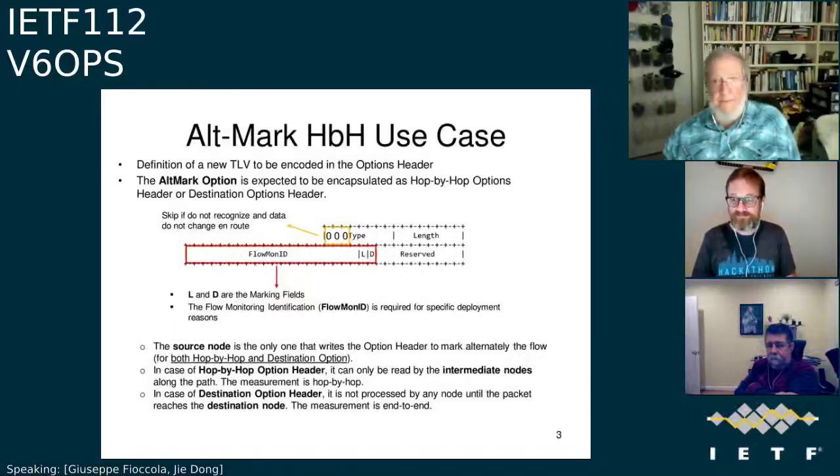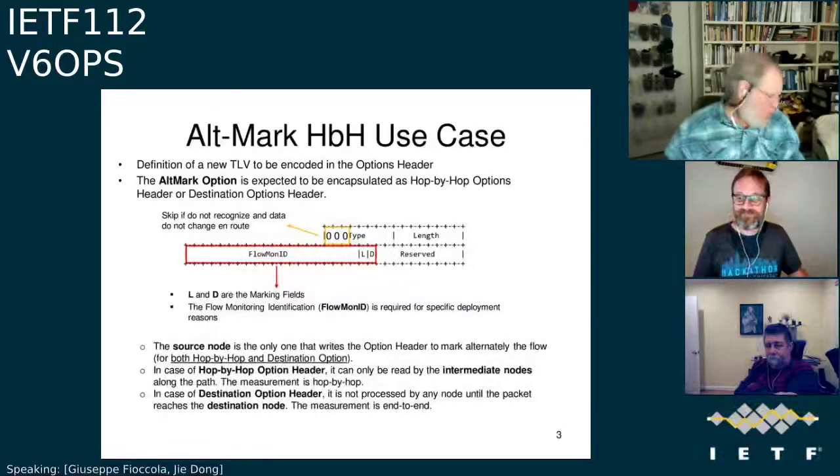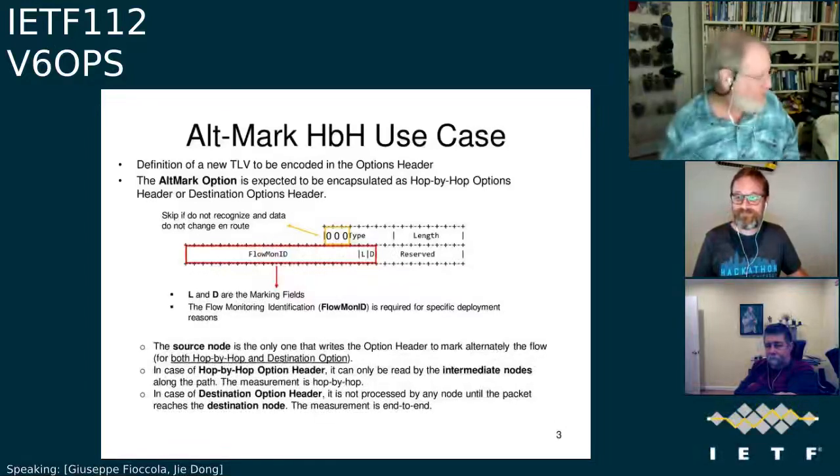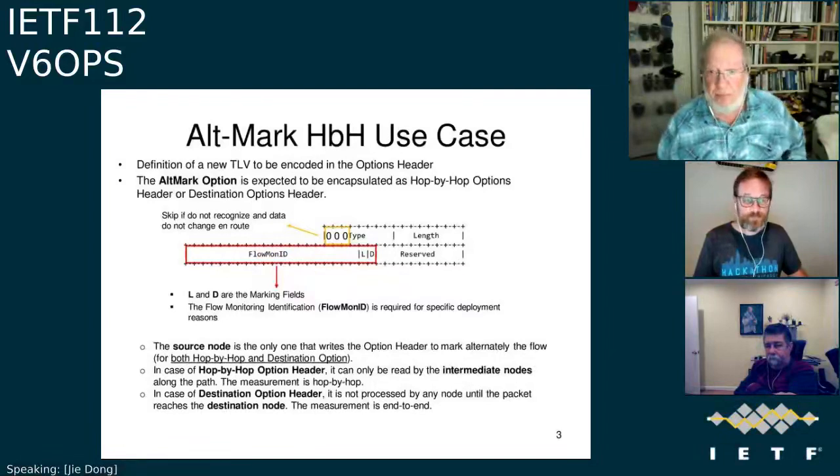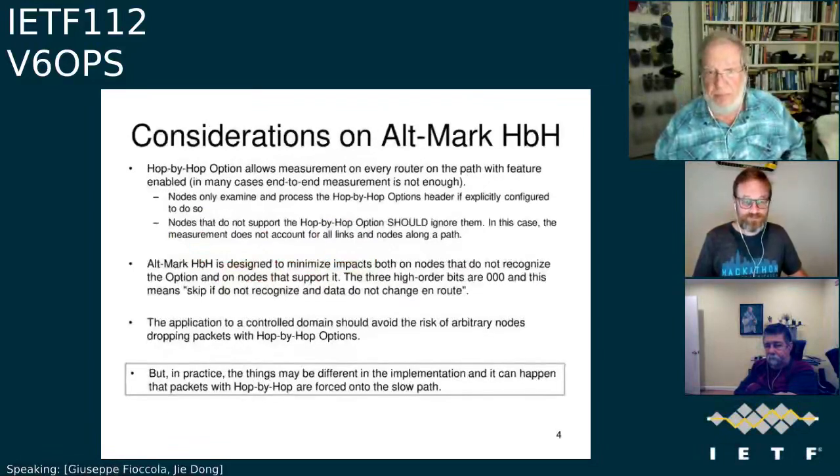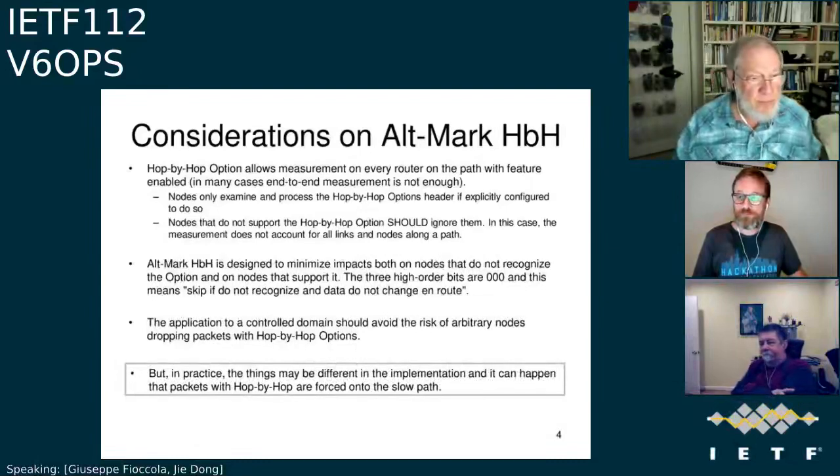In the draft that is in the IESG evaluation phase, we address the alternate marking hop-by-hop use case. I don't see the next slide. Okay, thank you. Yeah, and the draft addresses the hop-by-hop use case considerations. In particular, the hop-by-hop option allows, as I said, measurement on every router if the feature is enabled. In particular, because in many cases, end-to-end measurement is not enough, so we want to monitor hop-by-hop.